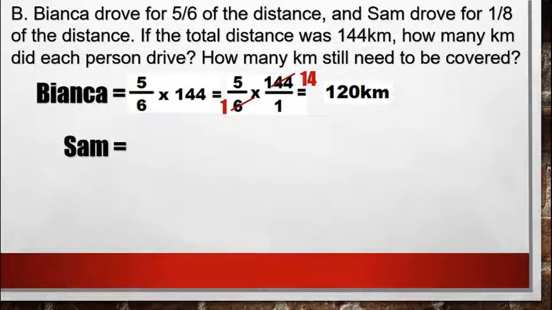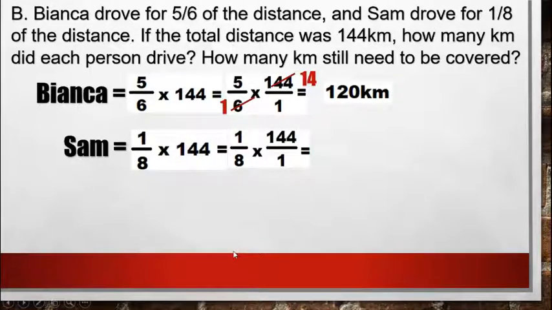How about Sam? So let's have 1/8 times 144. We need to convert our 144 into a fraction. 1/8 times 144 over 1 is equal to, okay, again, we need to look if they are divisible by each other. 8 and 144, yes, they are divisible by 8. So 8 divided by 8, that is 1.